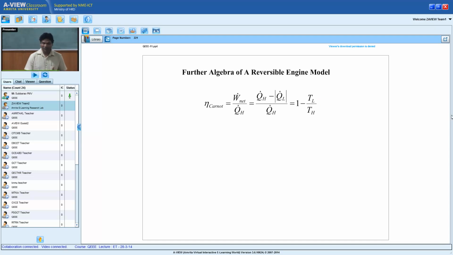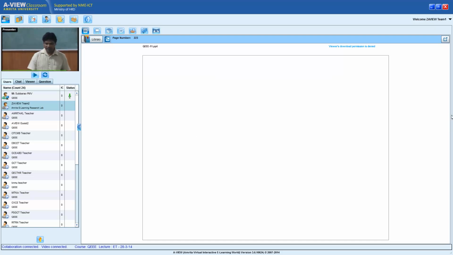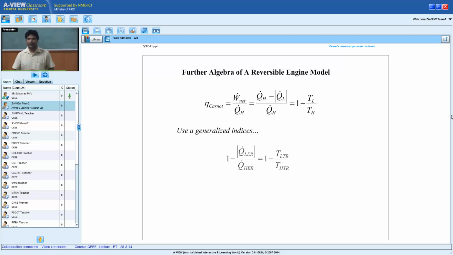So how do you implement Carnot's idea through a different route? Why? The route suggested by Carnot is somehow impractical. So using generalized indices, I'm using this particular statement. You see this one? What I want is QLTR to be minimum. And how to do it? You can do it only when the temperature TLTR of the low temperature reservoir is at bare minimum. That's all. The cause and effect. If I want this effect, you should create a cause like this.